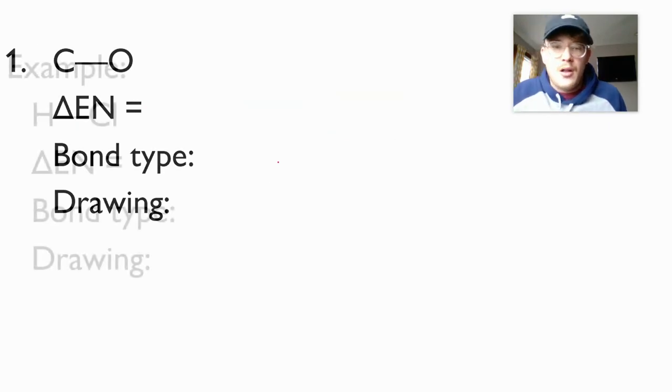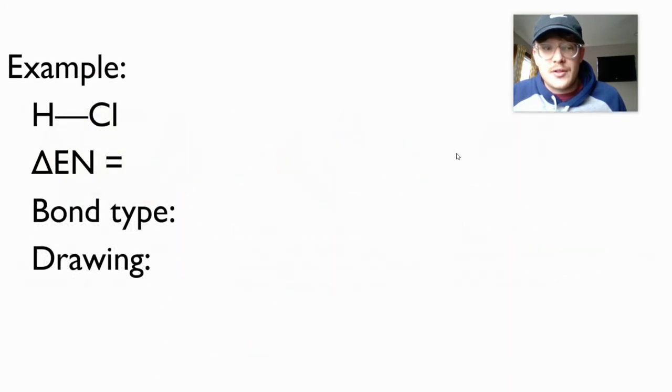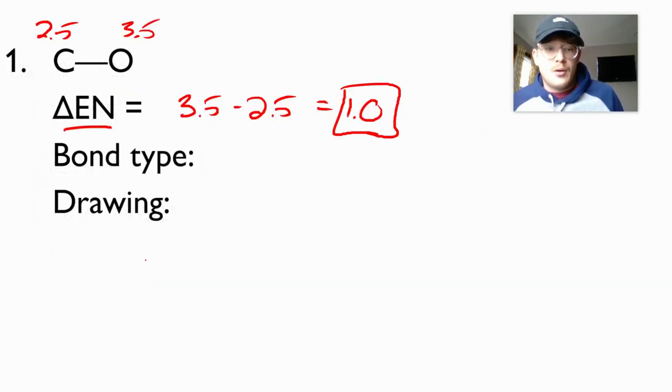Where does that fall on our chart? Well, 1.0 is between 0.5 and 1.7. So again, this one is polar, which means it's going to have partial charges. So this is polar bond type. This is polar covalent.